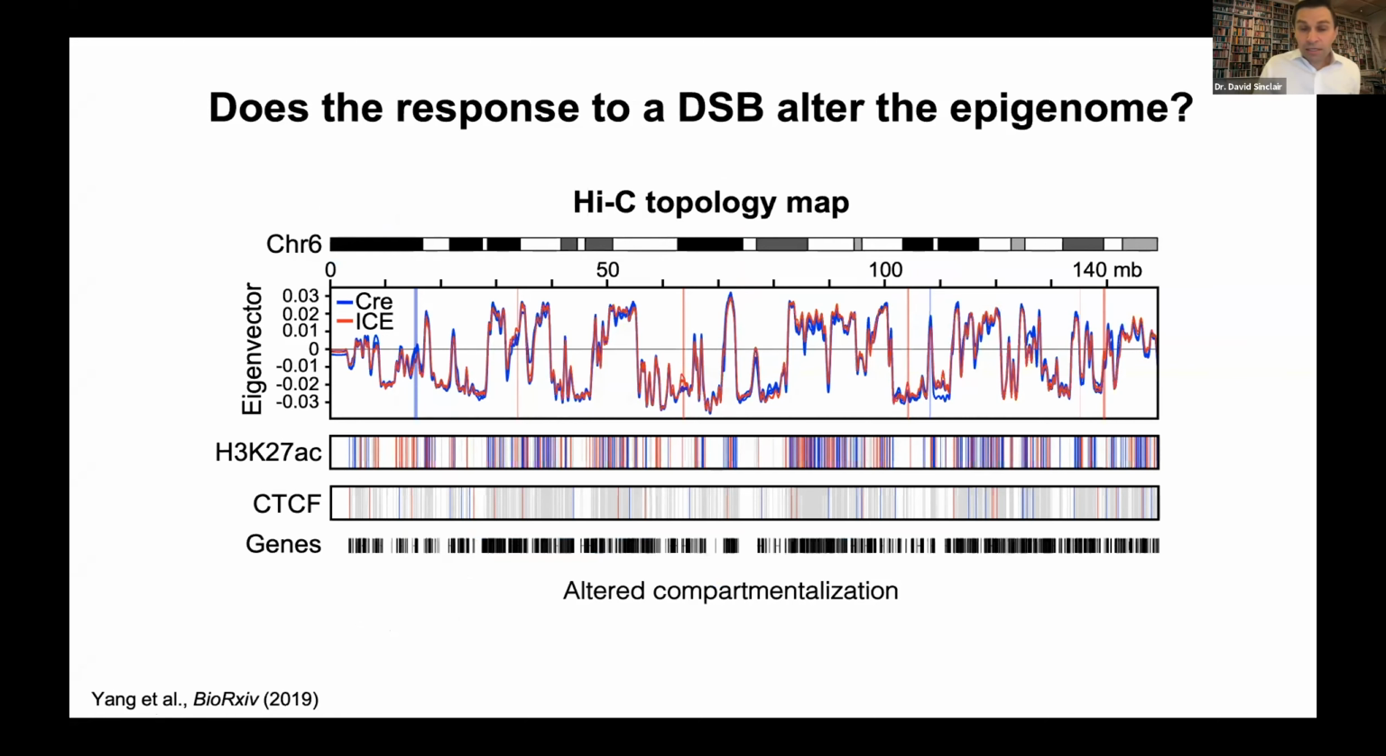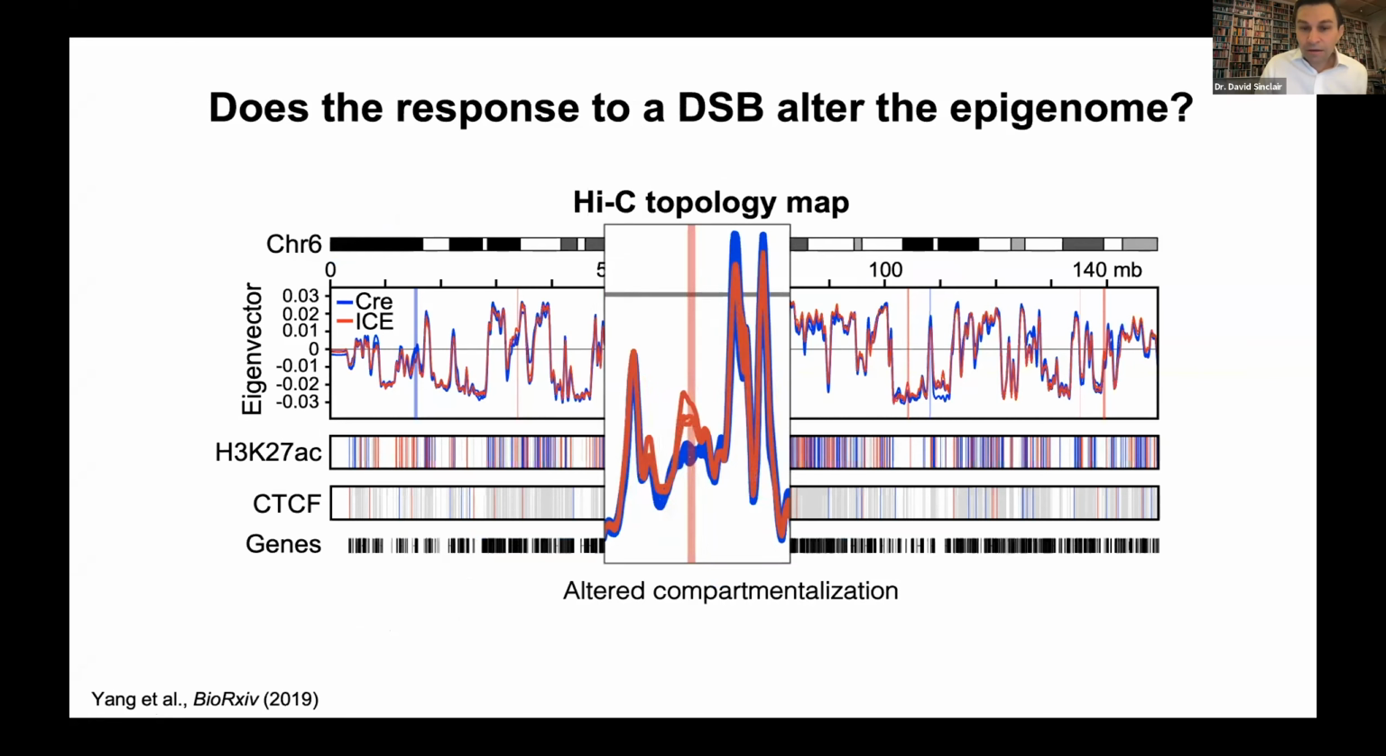So this is a Hi-C topology map across chromosome 6. And just blowing up one of these regions, you can see that in 3 repetitions, biological replicates, we see that there are changes in chromatin contacts in some regions. Just to repeat, this is not where the DNA cutting was. This is not a PPO1 cut site. It's some other sensitive region for reasons we don't fully appreciate just yet.